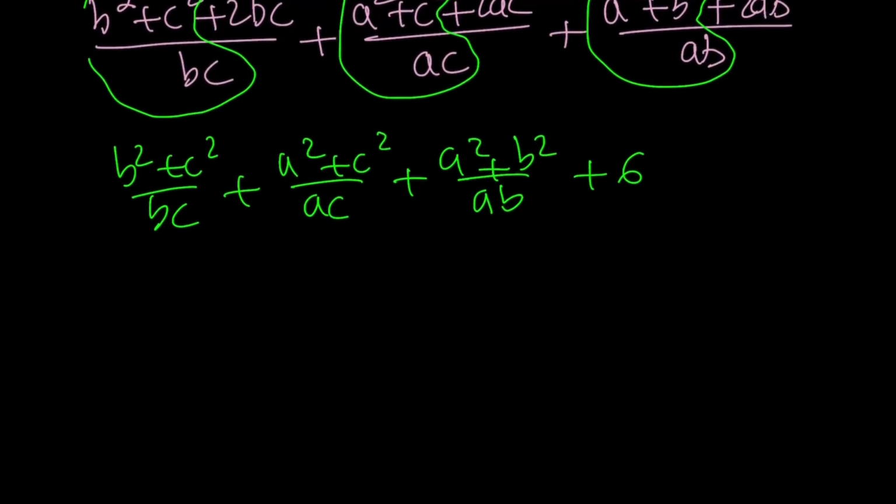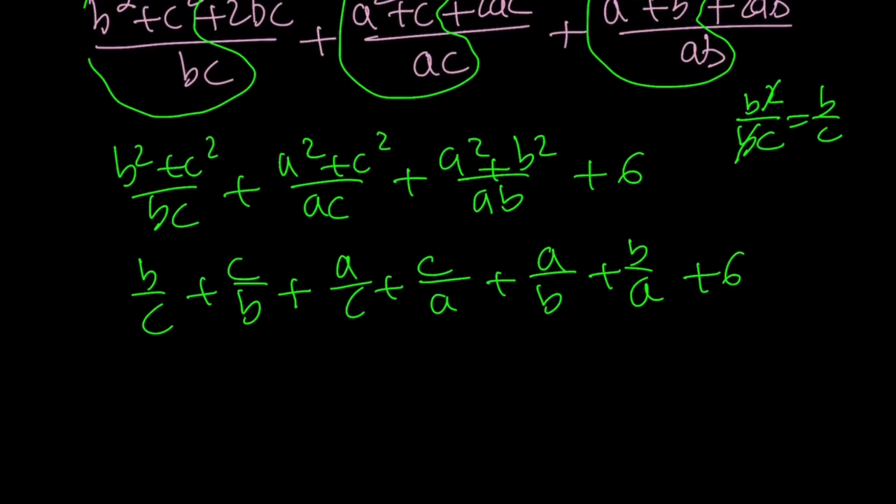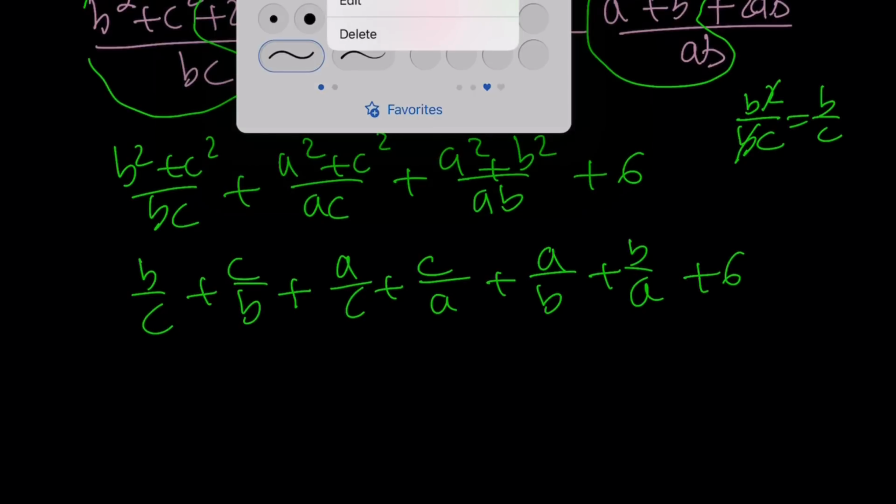Okay. Now, here's what I'm going to do. I'm going to separate this even more. b squared over bc is, let me write it here, b cancels out, is b over c. So this is b over c plus c over b, kind of like reciprocals. a over c plus c over a, and this is a over b plus b over a, and then I have to add 6 at the end. Cool, and we're going to manipulate this a little bit more. How? Well, what am I looking for? This color, okay.